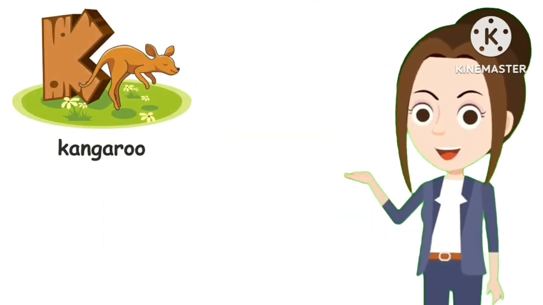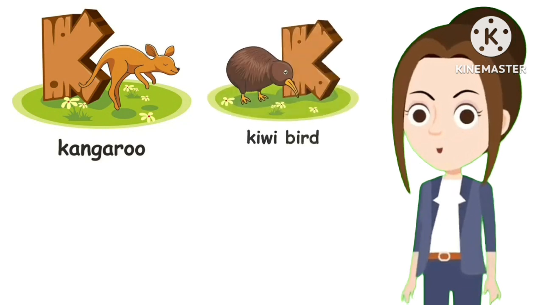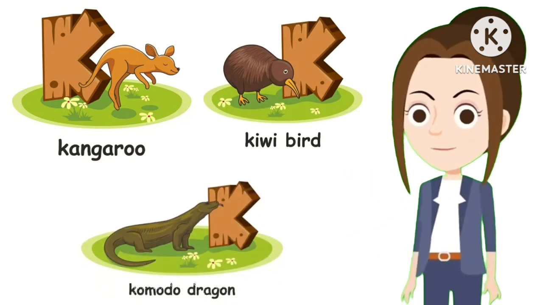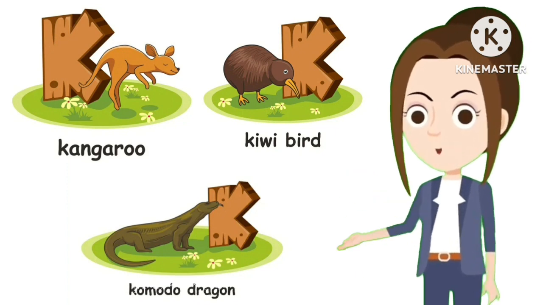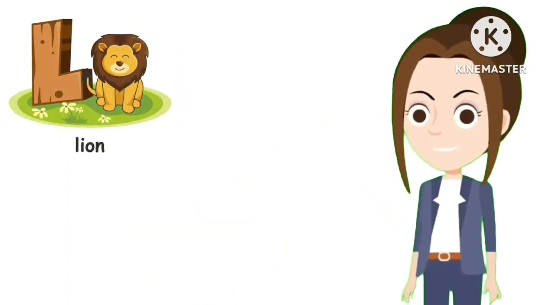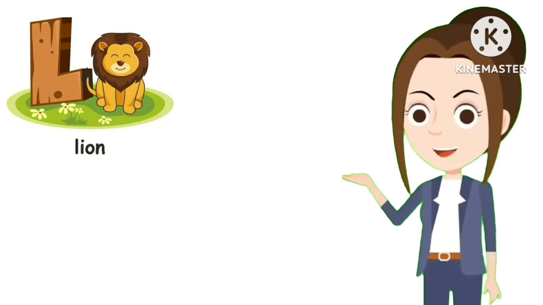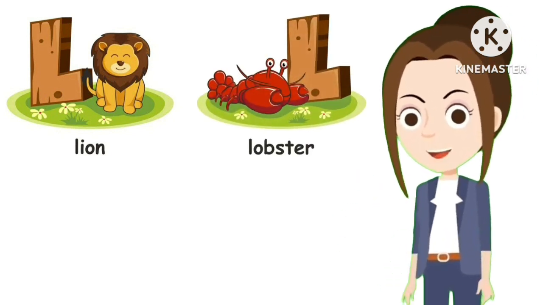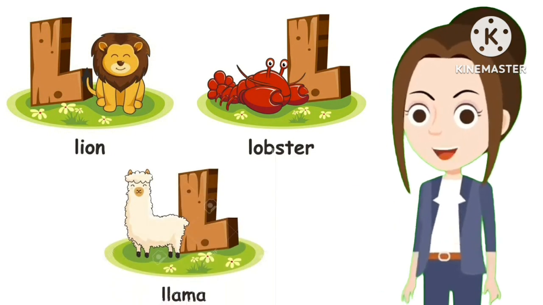K for kangaroo, K for kiwi bird, K for komodo dragon. L for lion, L for lobster, L for llama.